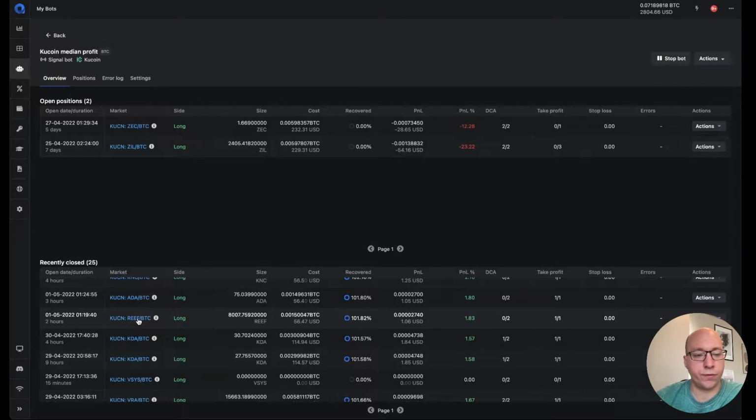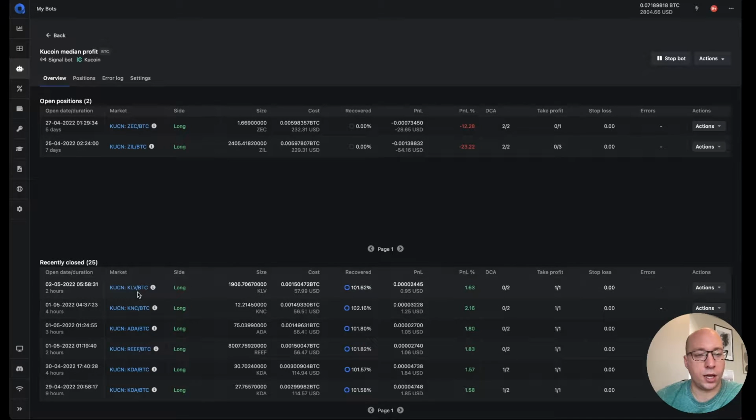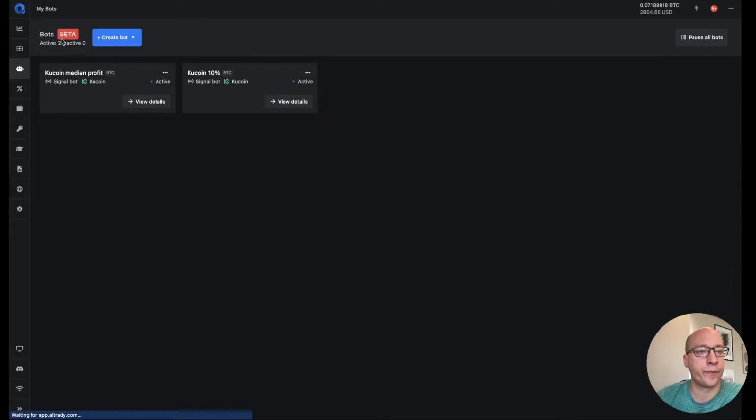And we had Reef, and we had Cardano, KNC, and KLV. So very volatile for the half median drop. And we can see that we have two problem children, like minus 12% and minus 23%, quite significant, but we'll have a look at that in a minute.